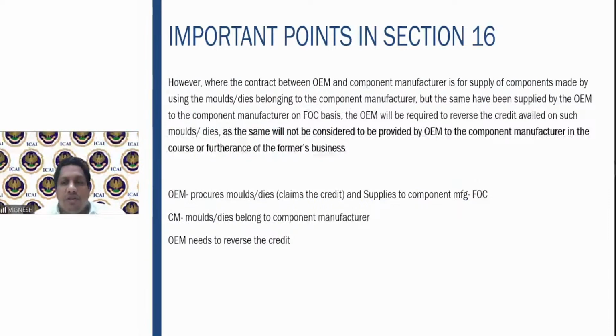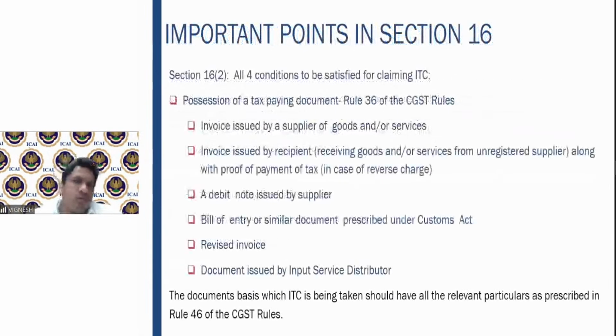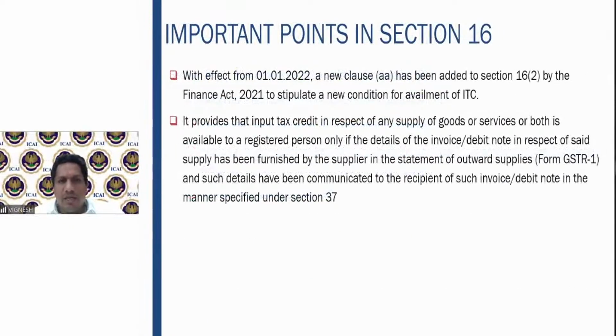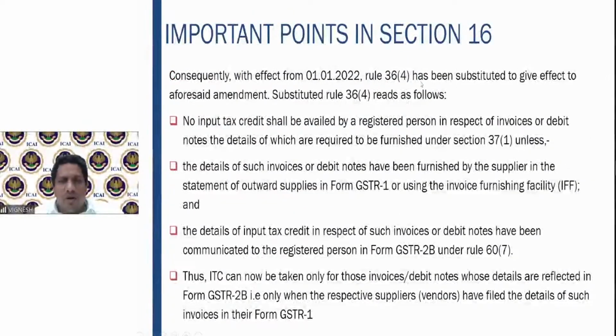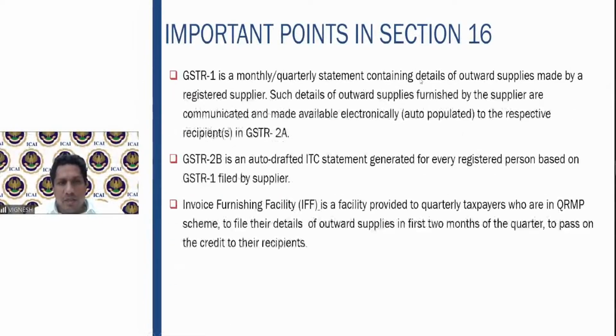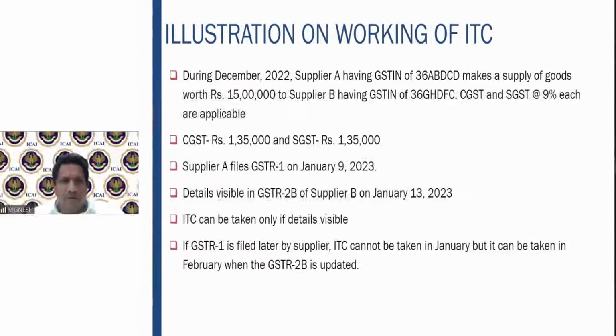However, if the contract is for supply of components, in that situation the OEM should reverse the credit availed on the same, as the former is not taken to be in the course or furtherance of business. So these are the various conditions for claiming the input tax credit. Clause AA also we have seen now in the supplementary study paper, as to what are the various rules to be taken into consideration. And what is GSTR 1, GSTR 2B, GSTR IFF? All those who have regularly filed GST returns in articleship know what these are. It's very clear. Then some problems on this we have seen.